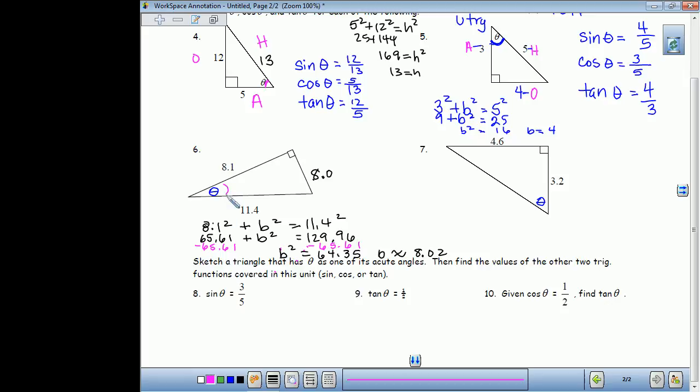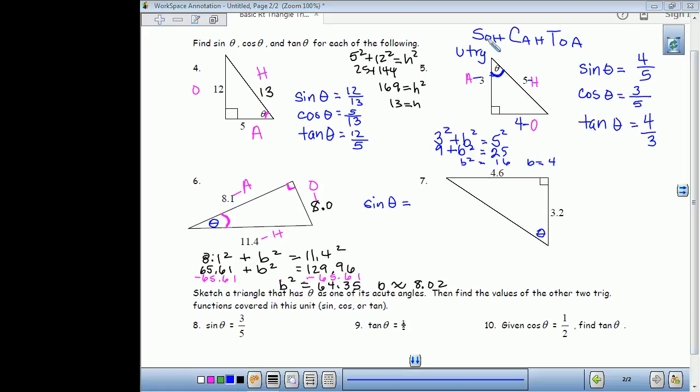All right, so here's my angle. This one is across from it. Would I label this opposite, adjacent, or hypotenuse? Opposite. Okay, here's my right angle. It always points to the hypotenuse. And so that means this one is the adjacent. So we'd say sine of theta is SOHCAHTOA. Sine is opposite over hypotenuse, so it'd be 8.0 over 11.4.